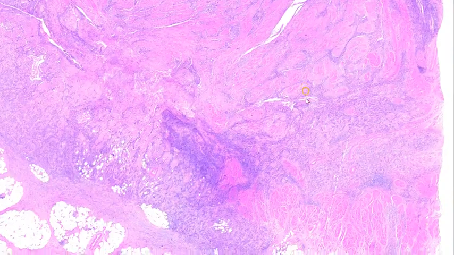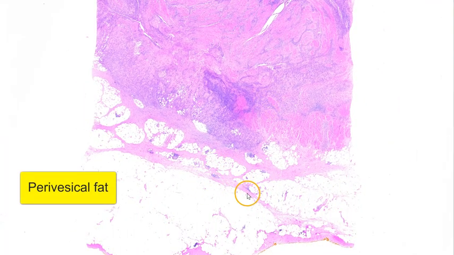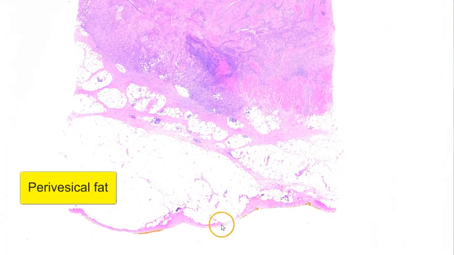And as we go deeper, this is the perivesical fat, which sometimes is covered by serosal layer in some parts of the bladder, but in many parts of the bladder, it is not covered by serosa. In the parts where it is not covered by serosa, it is known also as the adventitial layer.